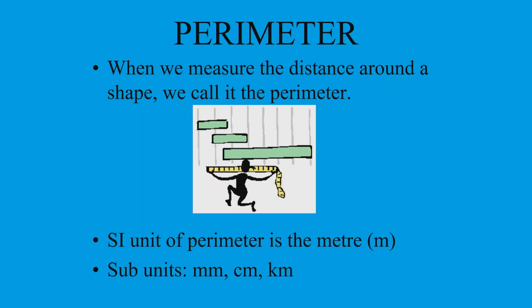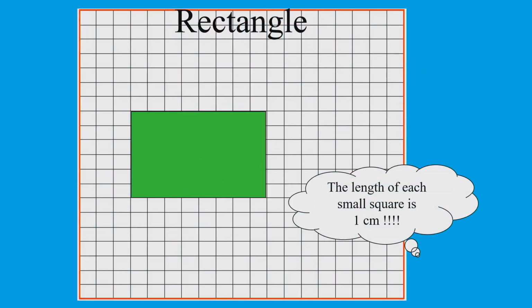What do we mean by perimeter? Perimeter is the distance around a shape. Its SI unit is the meter, and subunits are the millimeter, centimeter, and kilometer. In our next slide, we will show you how to measure the perimeter of a rectangle.